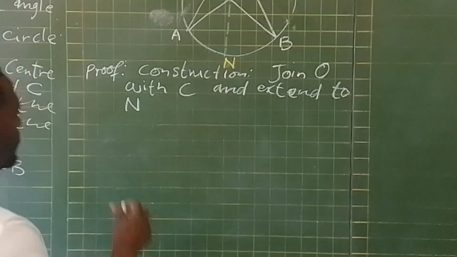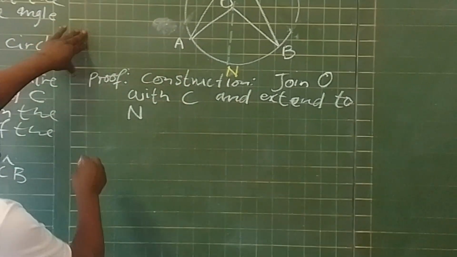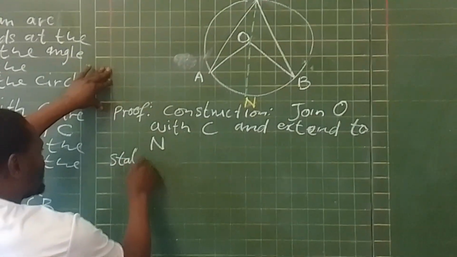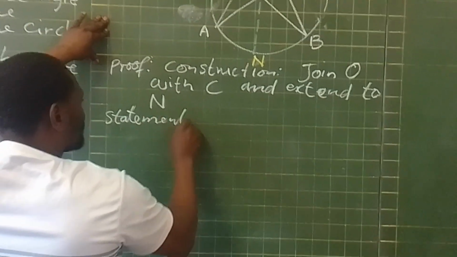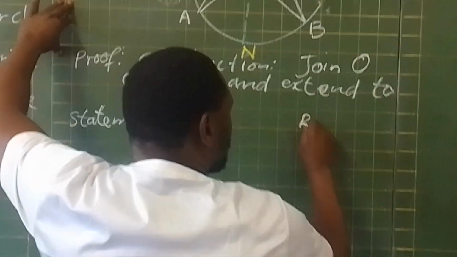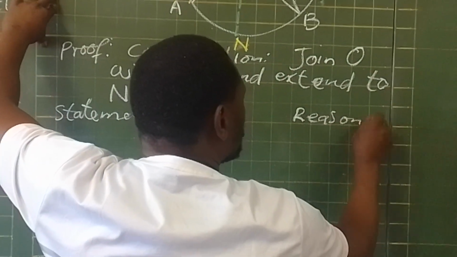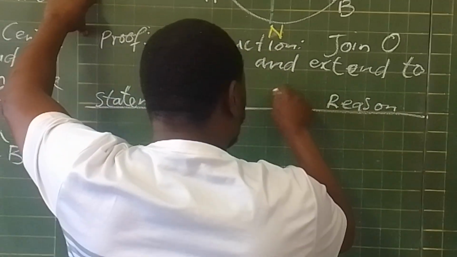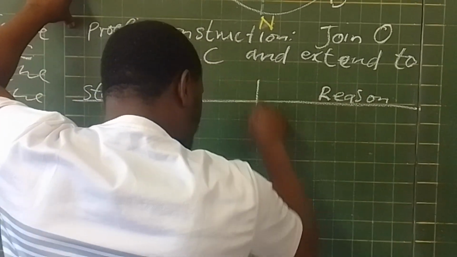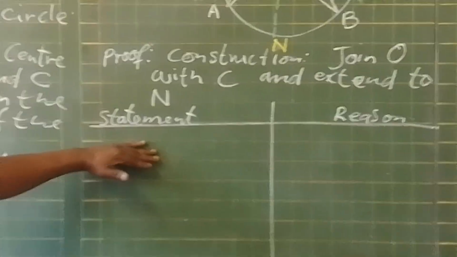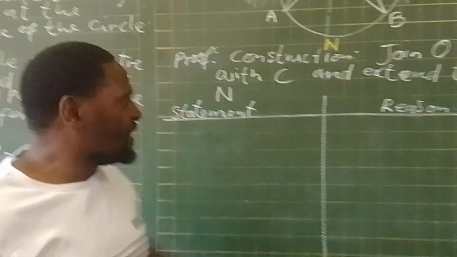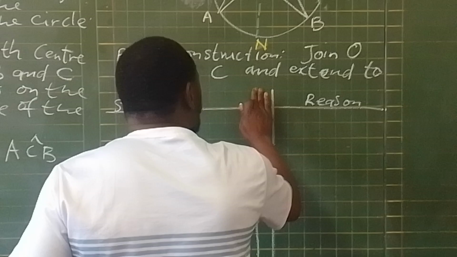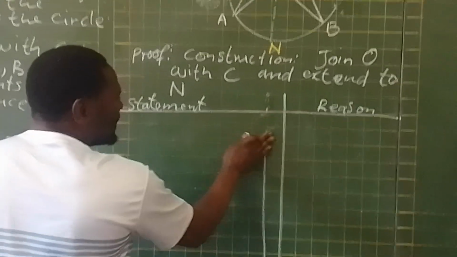Now, continue with this. We are going to start with the statement and the reason. There is no mark if you only give a statement without stating the reason. Give us the statement and state the reason for that statement.